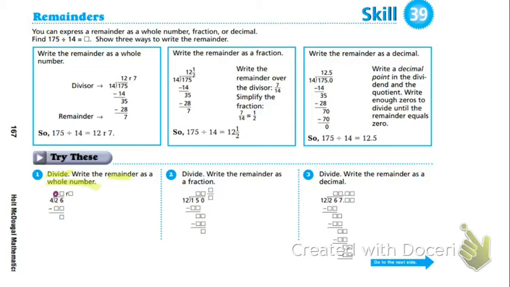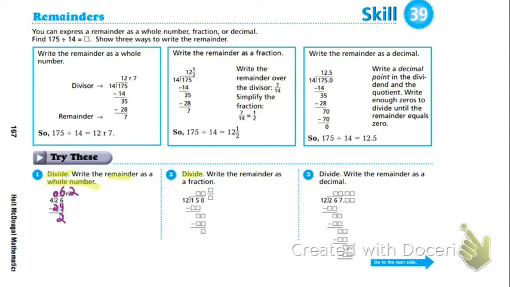I would put a placeholder 0 because 4 cannot go into 2. 4 goes into 2 0 times. However, 4 goes into 26 6 times, which is 24. 26 minus 24 gives us 2. We have a remainder of 2. So 6, remainder 2.